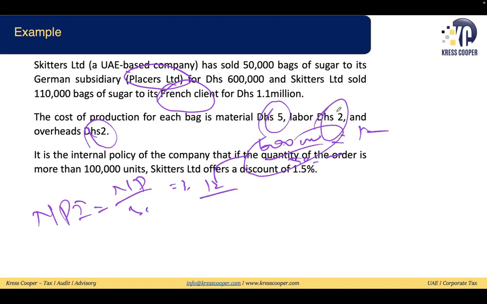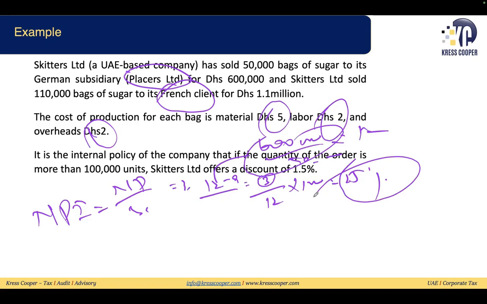12 minus 9 is equal to 3. 3 divided by 12 into 100, 25%. This 25% is the NPI of the controlled transaction, the net profit indicator. The NPI of the controlled transaction is 25%. Now we need to assess the NPI of the uncontrolled transaction.